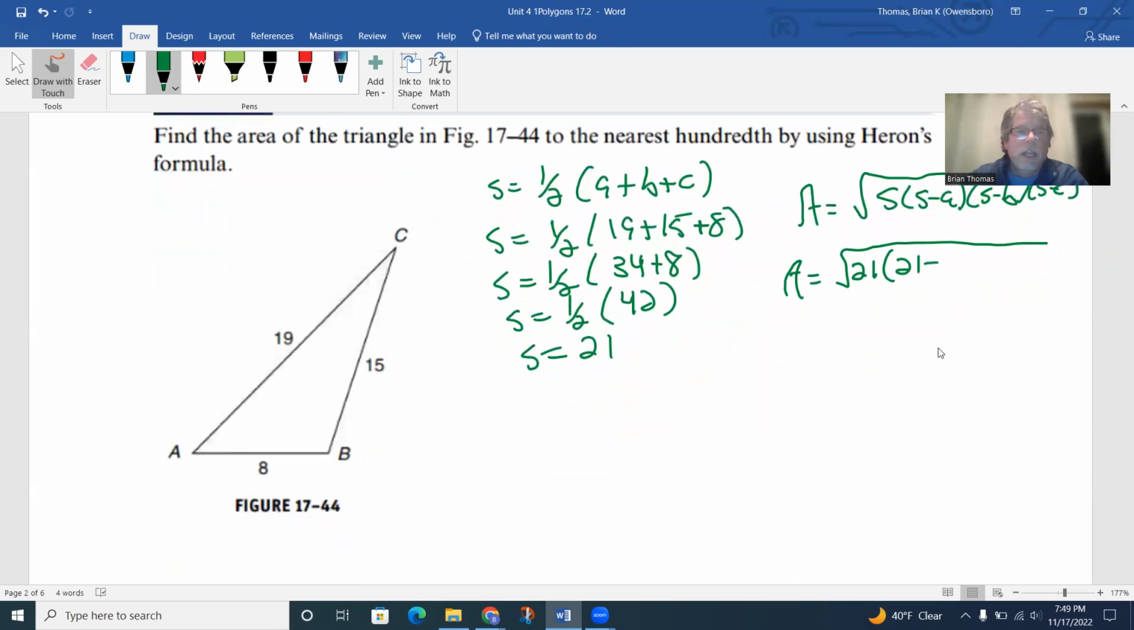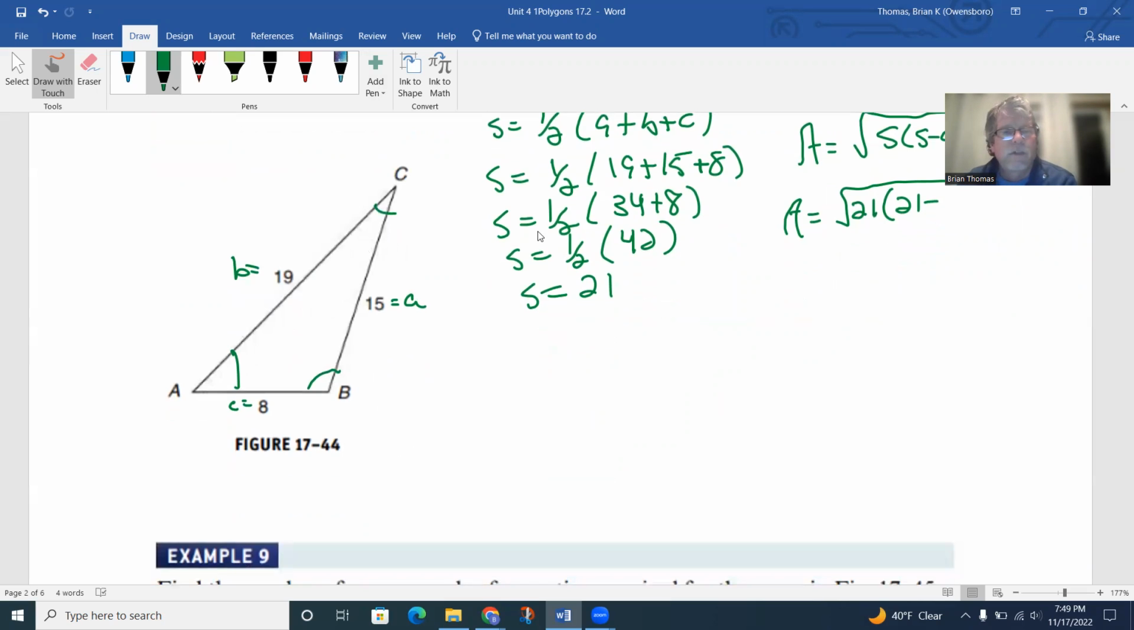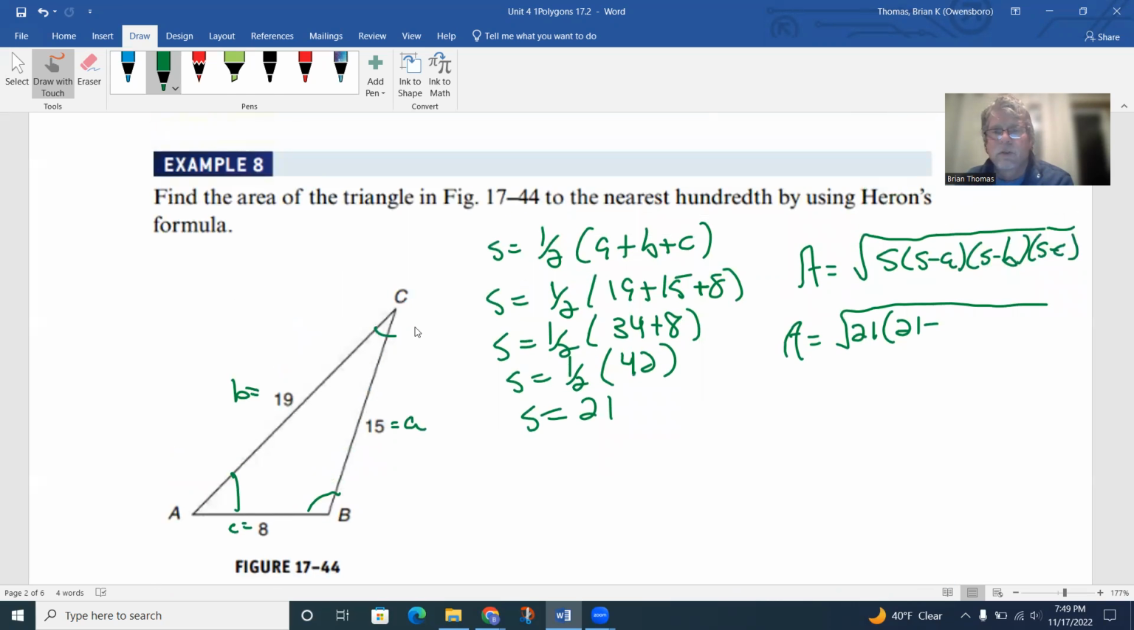A is usually denoted as the side opposite of angle A. So this would usually be denoted as A. If we have angle B, the opposite side would be labeled B. And if we have angle C up here, C would actually be this 8. Again, it really doesn't matter who's who in our formula, but that's how this works with angles and sides. If we have angle A, the side opposite of angle A is side A. So we have 21 minus 15 times 21 minus 19 times 21 minus 8.